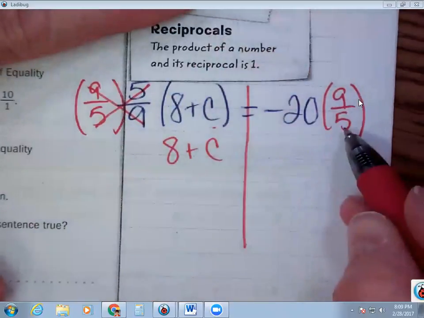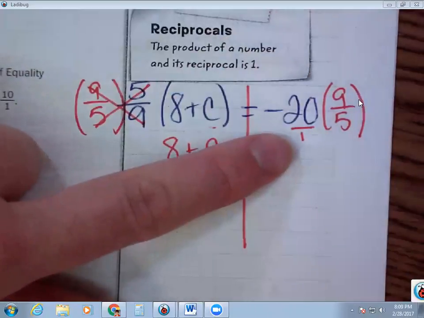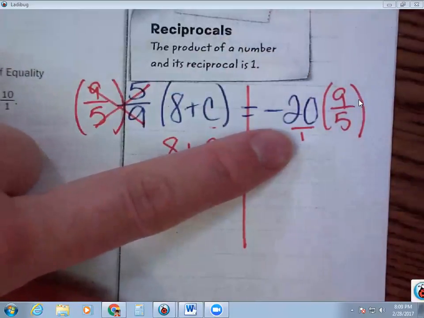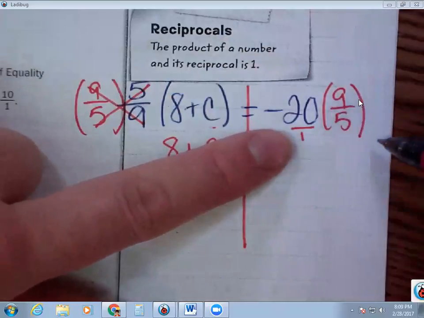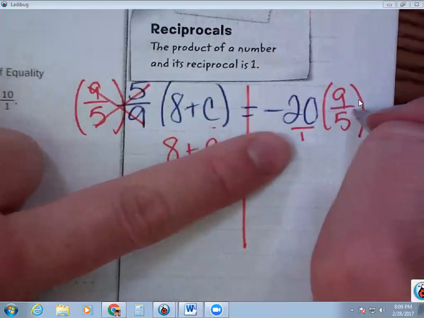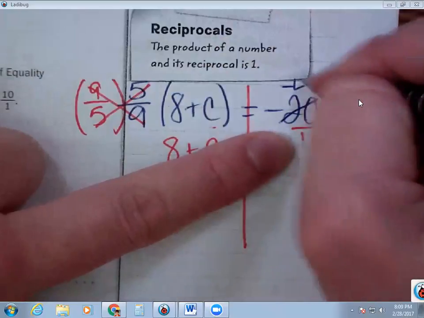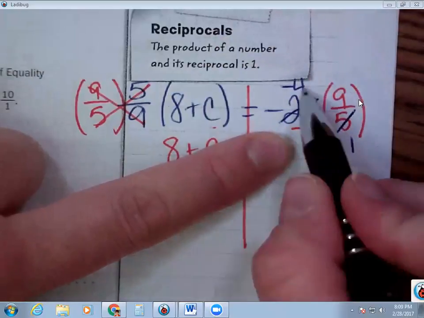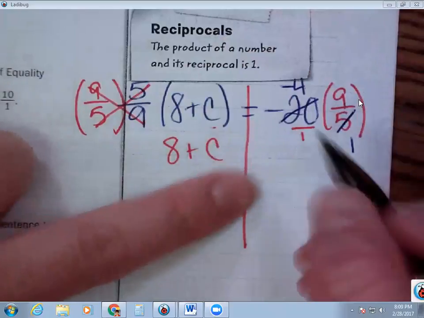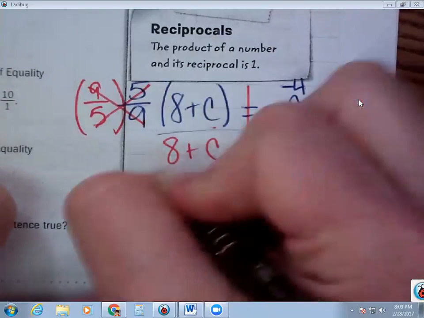Over here, remember, you could do like I do. I usually add a little 1 underneath my integer because I want to think of it as a fraction when I'm multiplying times a fraction, because then I can think of numerators and denominators. So I'm going to cross cancel. I want to get rid of this 5, and how many 5s are in negative 20? Negative 4 5s. Now I have a negative 4 times 9. That is negative 36.